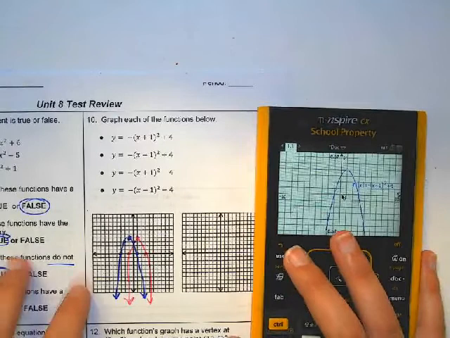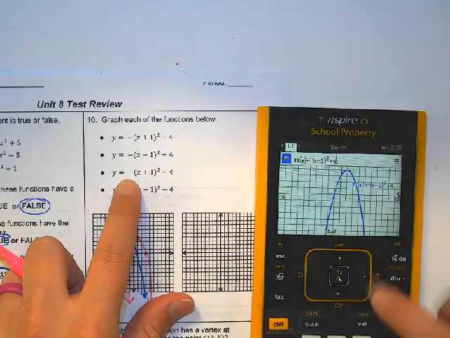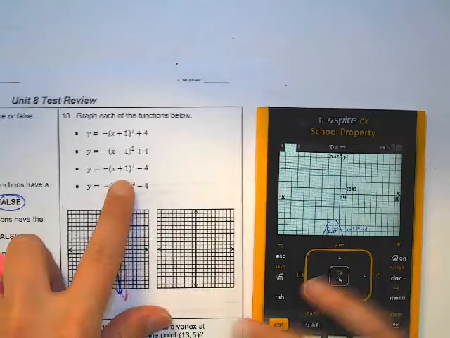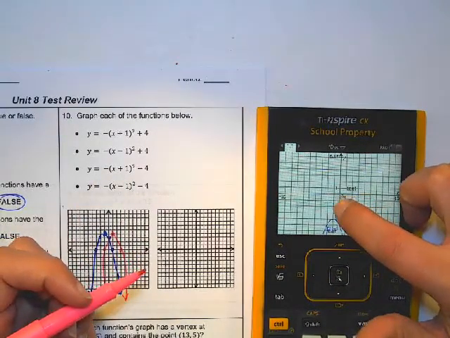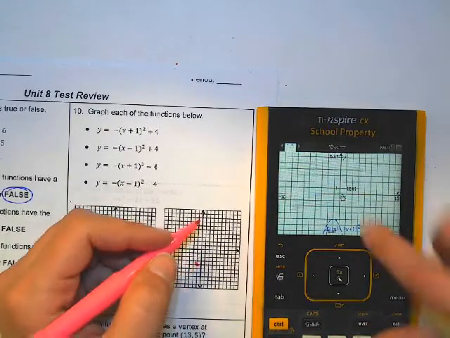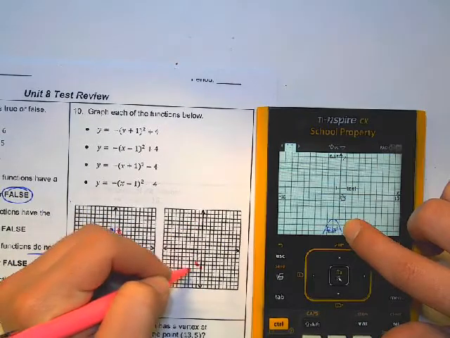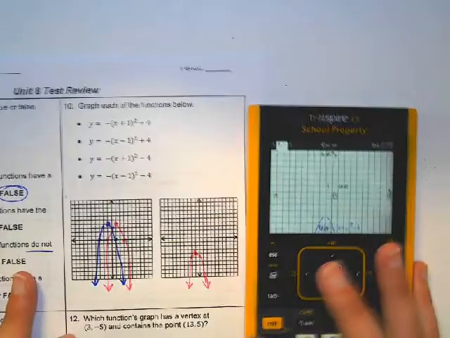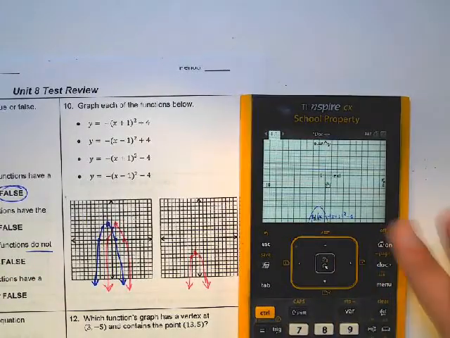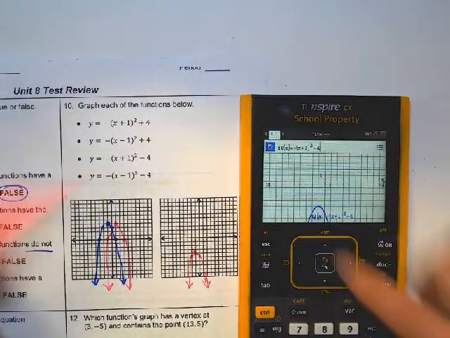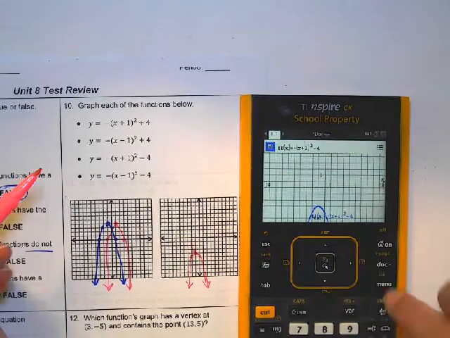Okay, the third graph. Plus 1 minus 4. Okay, so now I have negative 1, 1, 2, 3, 4. So I'm going to go backwards 1, 1, 2, 3, 4. My vertex crosses the y here and here. Okay, these are going to be multiple choice problems. So you'll just have to graph the graph in the calculator to match your multiple choice graphs. And then the last one, minus 1 and minus 4.